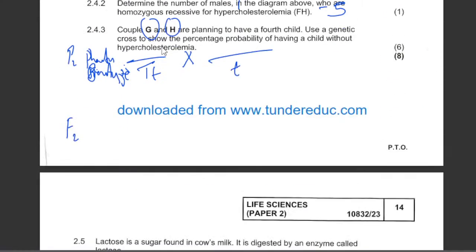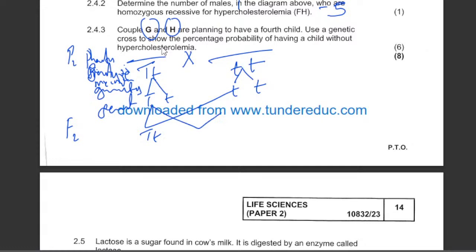Remember, it is recessive. Now gametes will form as a result of meiosis. So meiosis is going to take place, you form the gametes. It's going to be capital T, small t, small t, small t. Then fertilization is going to take place. This with that, capital T, small t. This with that, capital T, small t.